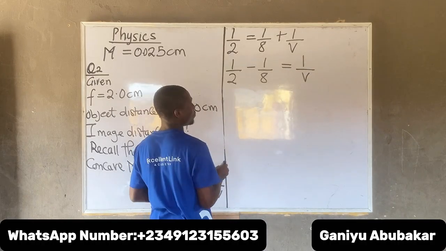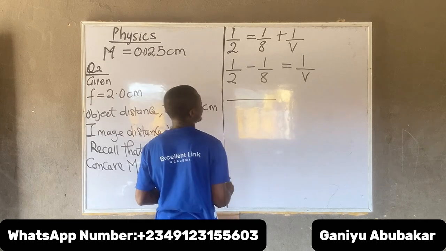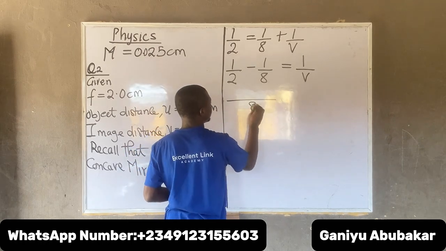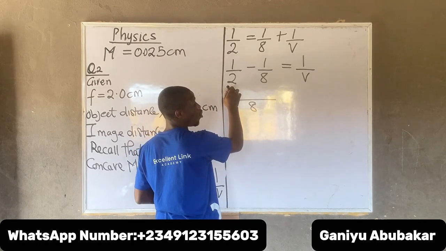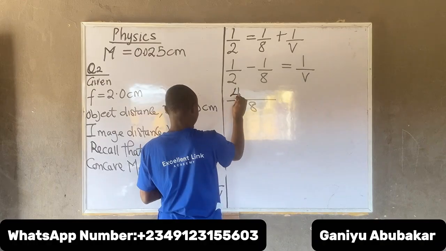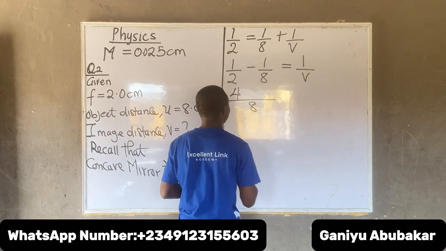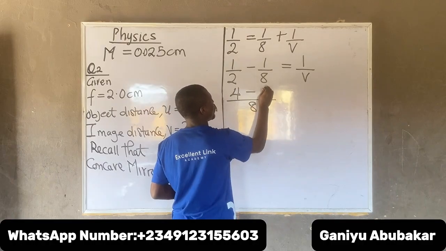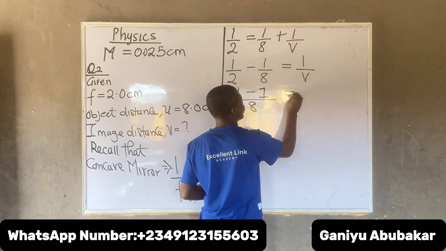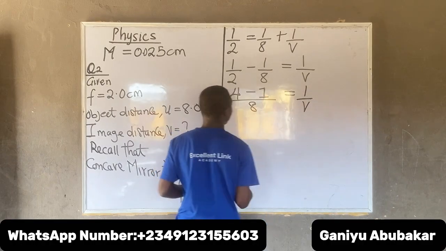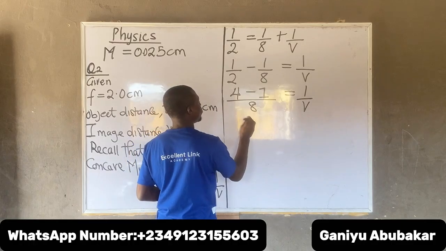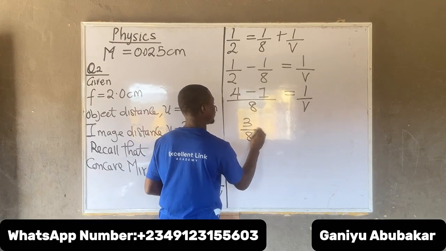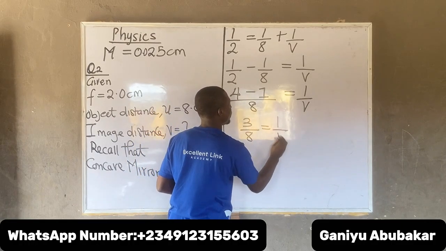My task is to find the LCM. So what's the LCM here? 8 is the LCM. 8 in 2 gives you 4, 4 times 1 gives you 4. Minus 8 in 8 gives you 1, 1 times 1 gives you 1, equal to 1 over v. At this point, 4 minus 1 gives you 3 over 8 is equal to 1 over v.